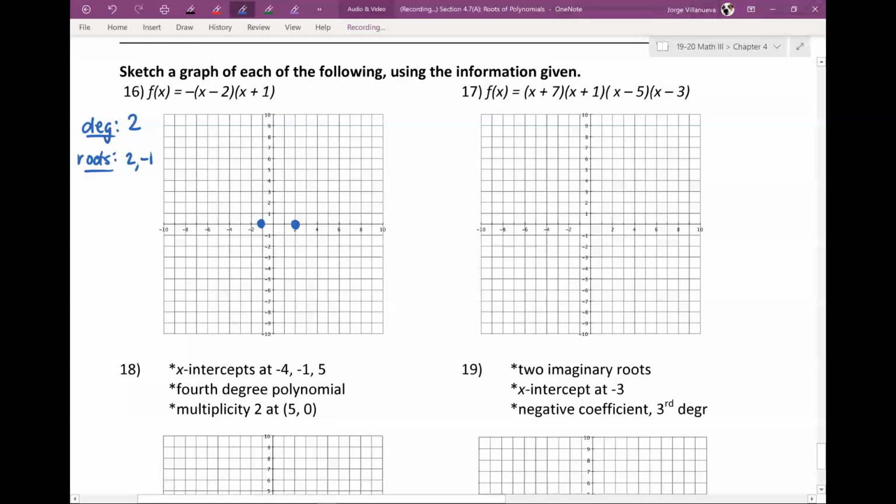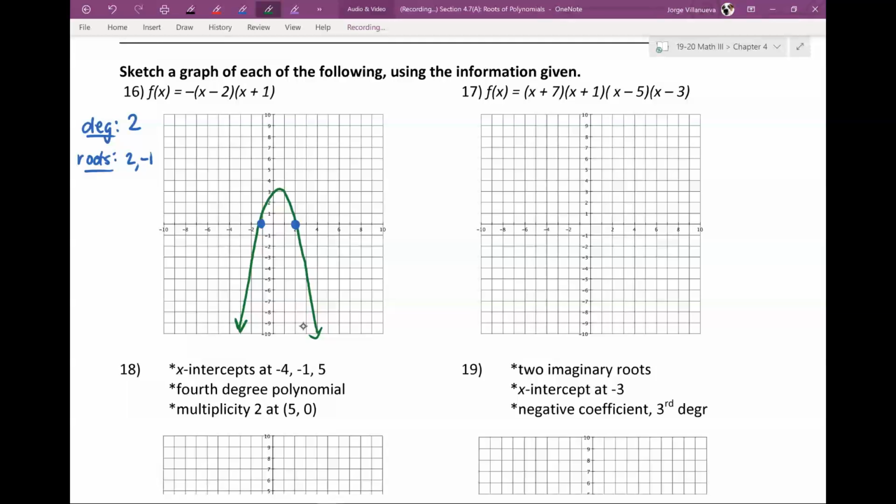What's my end behavior? Where do I start? Since this is a degree 2, they either both go up or both go down. Which one is it? Down. How do I know that? Because of the negative, right? So I'm going to start down here. I'm going to go through this point, through that point, and there you go. I'm done. Is my graph right? Probably not. But it's close.